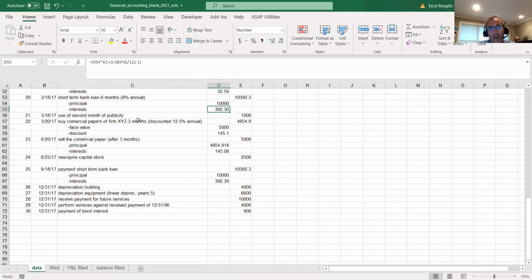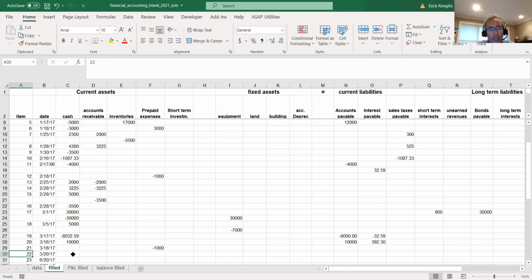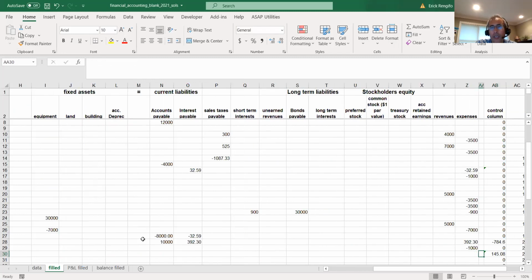22. I buy commercial papers from firm XYZ for 3 months, discounted at 12.5% annual. The face value is $5,000 and the discount is 141. So remember, guys, this implies that I'm paying $4,854.92 for something that is worth $5,000 in short-term investments. And the difference between these two is going to be my revenues. Do you agree?